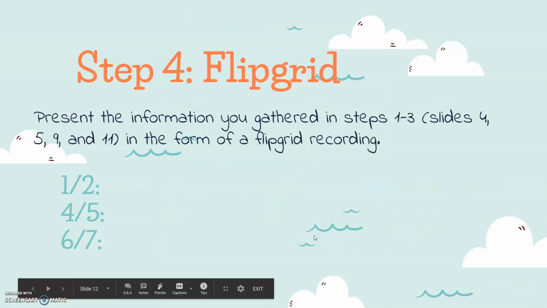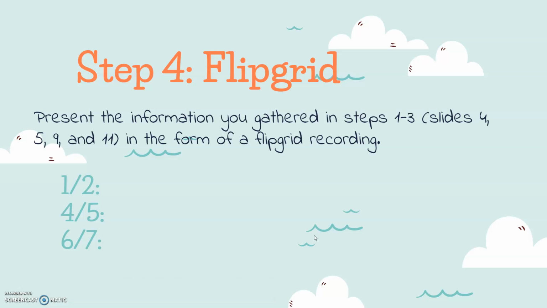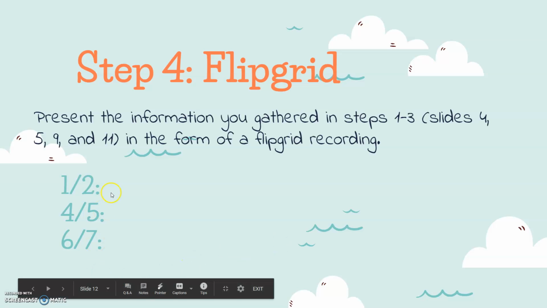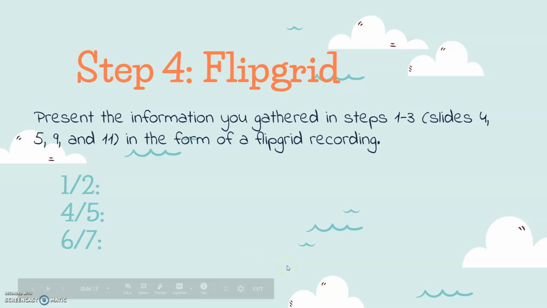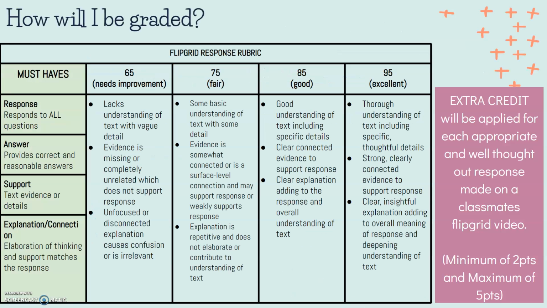After you've done all of that, you're going to record your Flipgrid. Some of you, I am not seeing that you are recording your Flipgrids from last week because you recorded them in the wrong class period. Click on the class period that you are in before you are recording. The graphic organizer is one grade, your Flipgrid is a separate grade. The rubric for each one is right here.